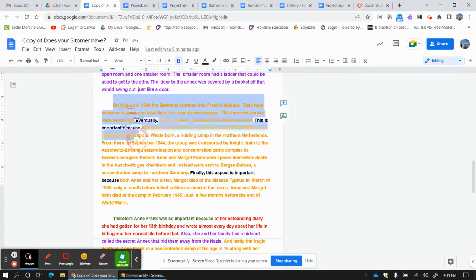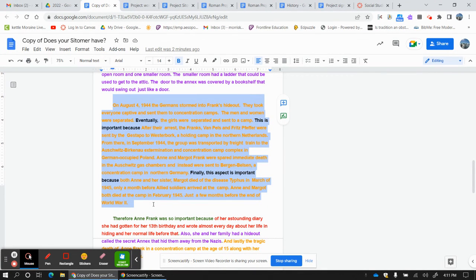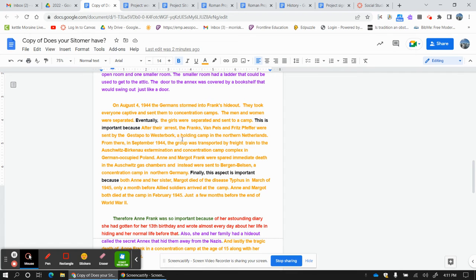And of course, finally, here's the end. This is the one Doug did. This is Doug Buell doing Doug Buell. This is his summary from his Cornell notes. Notice, eventually, transition sentence starters. This is important because, and finally, this aspect means.